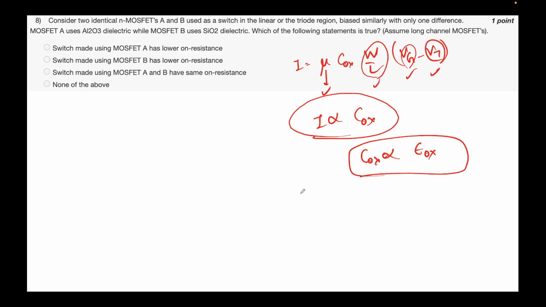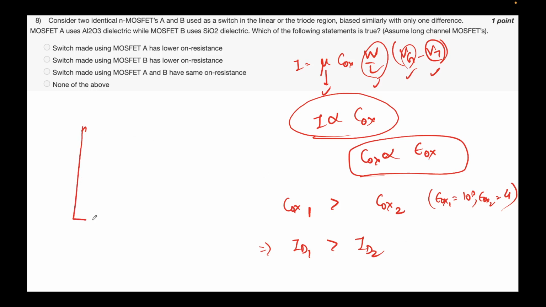Okay, so I can say that Cox for MOSFET 1 will be greater than Cox of MOSFET 2. Why? Because epsilon ox 1, which is 10, and epsilon ox 2, which is SiO2, will be 4. So Cox of 1 will be greater than Cox of 2. What does that mean? This implies that ID of 1 will be greater than ID of 2, provided the biasing is the same.